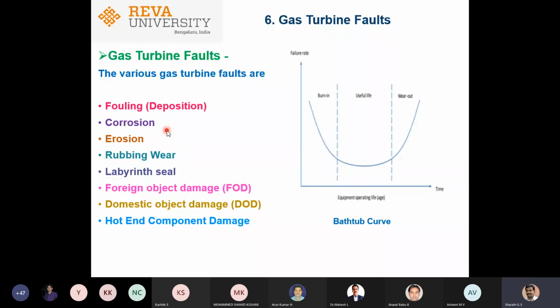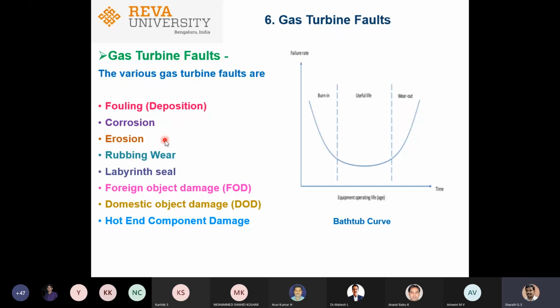Then we will move to erosion. Erosion is a very serious problem, and normally it occurs if you have airstrips and runways full of dirt and dust, and if the runways are not cleaned regularly, then the engine may pick up some hard particles. It could be some small stones, or some metallic particles that can be sucked in. They may go and hit the blades.